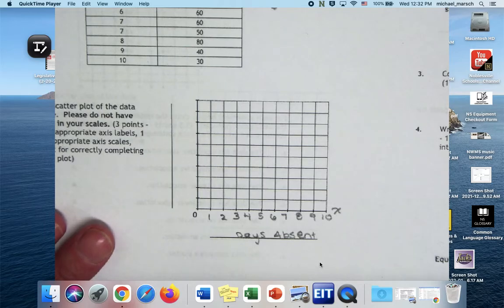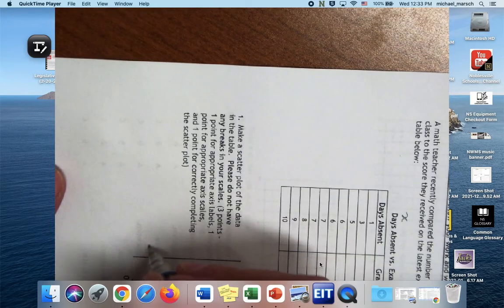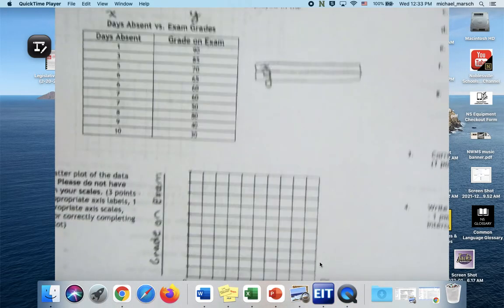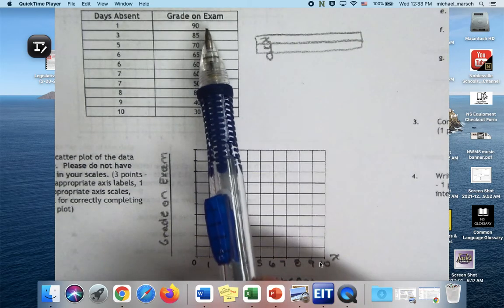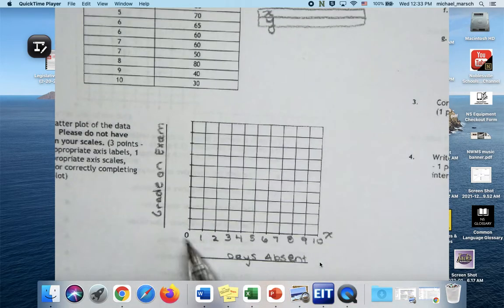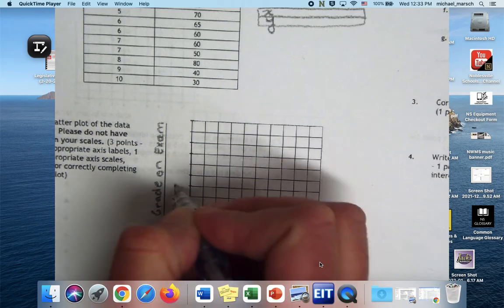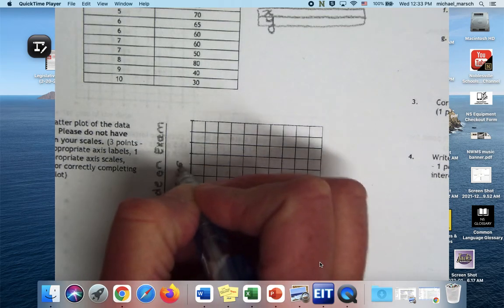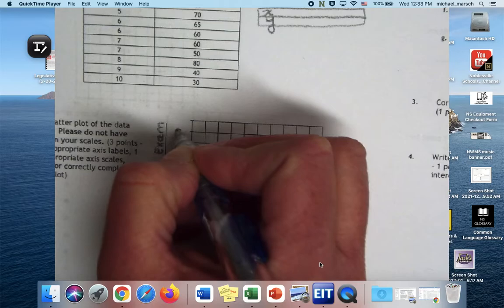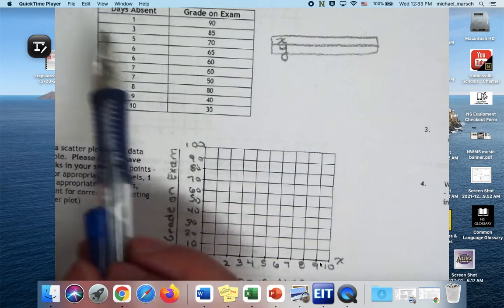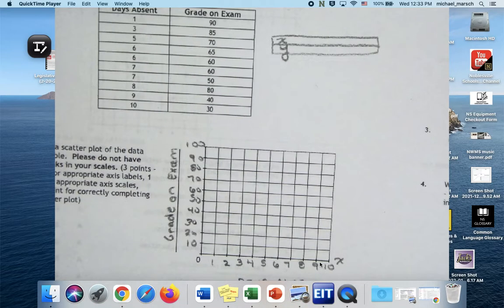My y-axis title is going to be grade on the exam. The highest value I have here is 90, so I decided to go by tens, so I at least get up to 90. I'll be over 90, but I'll at least get there. And then these are all considered ordered pairs, so I'm going to take them and plot them.